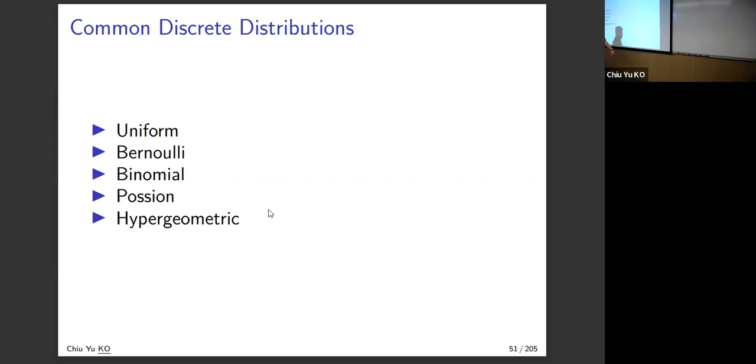The uniform is the most simple one, right? And you would assume everything the same. And probably you ask why we do that. It's the case when you don't know what's going on, it's uniform. And of course, you don't stop at uniform, right?